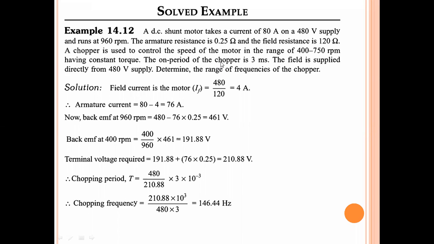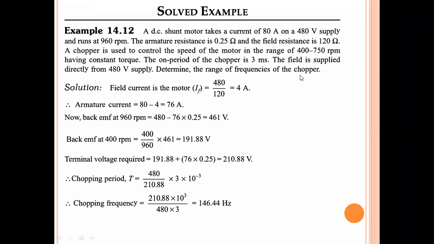The on time period of the chopper is 3 milliseconds. So T on is 3 milliseconds, and 3 milli means 3 into 10 power minus 3. The field is supplied directly from the 480 volt supply. So the armature circuit and the field circuit both are supplied from a 480 volt supply.